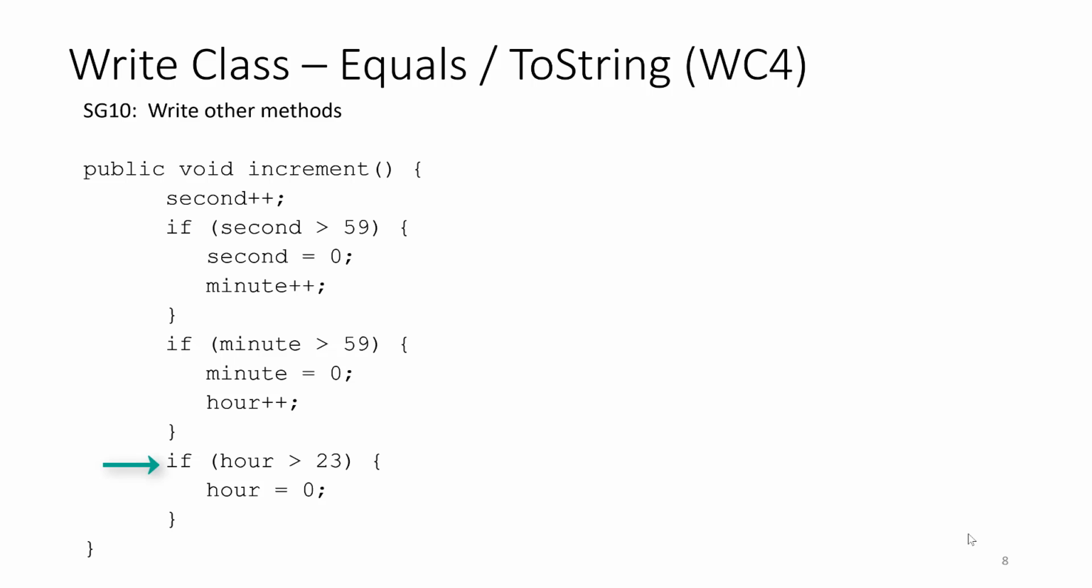If hour has now rolled over and is greater than 23, we reset it to 0, which is the start of the next day. Notice that these are sequential if statements, not else ifs, because we want all three to be checked every time we increment the value of second.